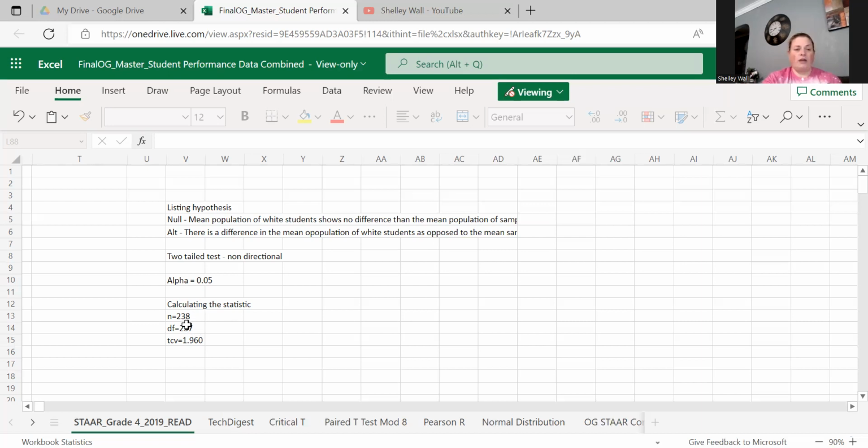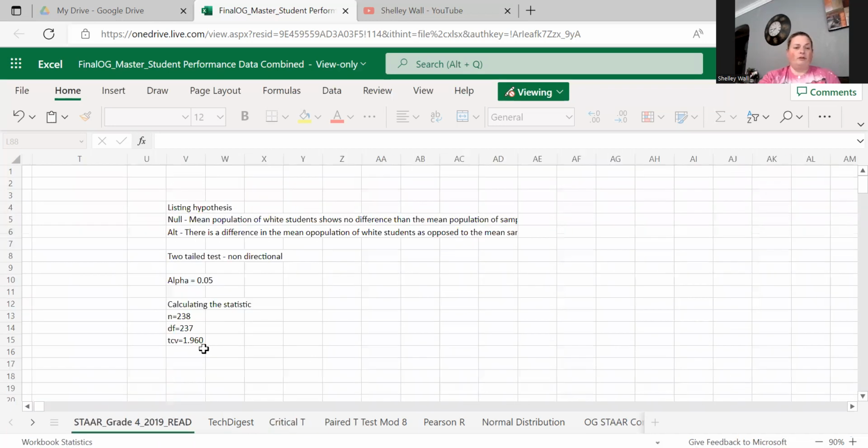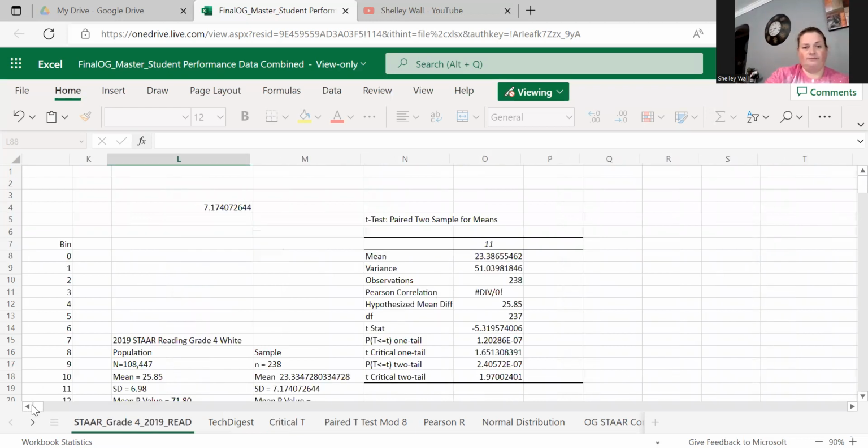Next, you take your degrees of freedom, which is your sample size minus 1, and it gives you 237. And then for your t critical value, you'd make reference to this chart I showed back here. Going back to it, I look at the degrees of freedom, and I come up with a critical value of 1.96. So I'm going to need this data to run my statistics.